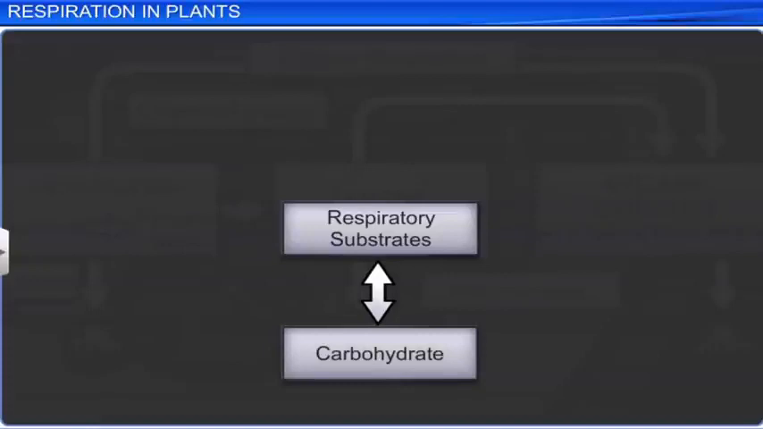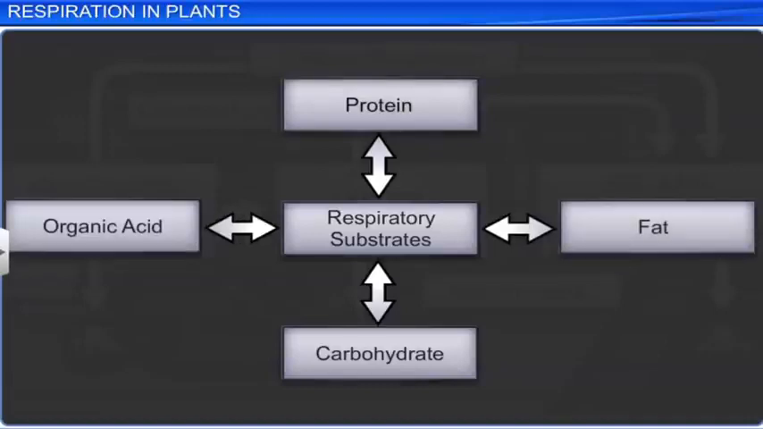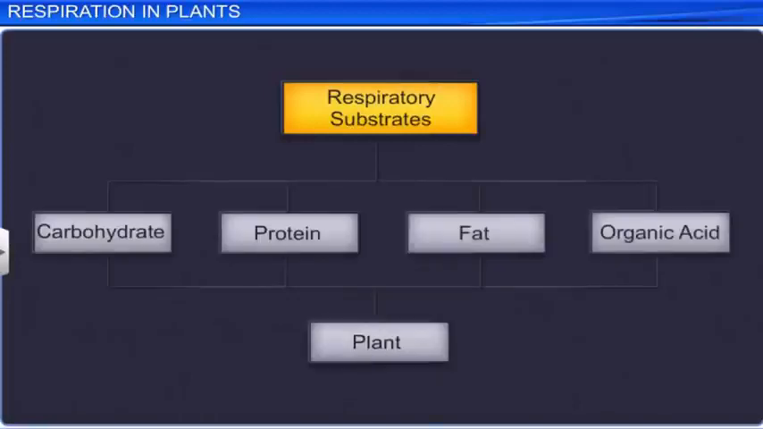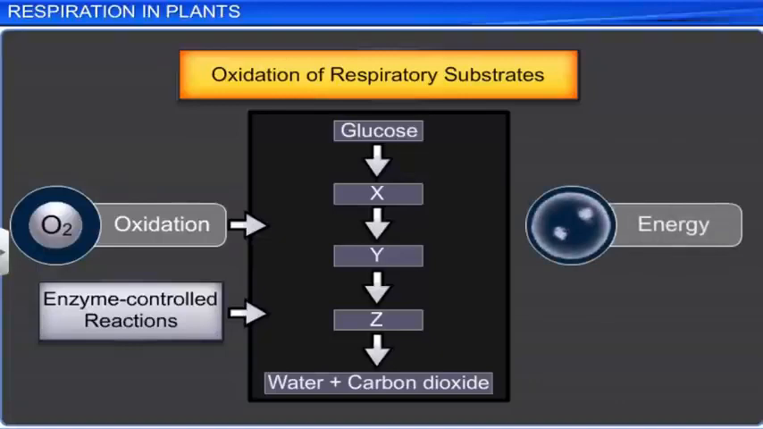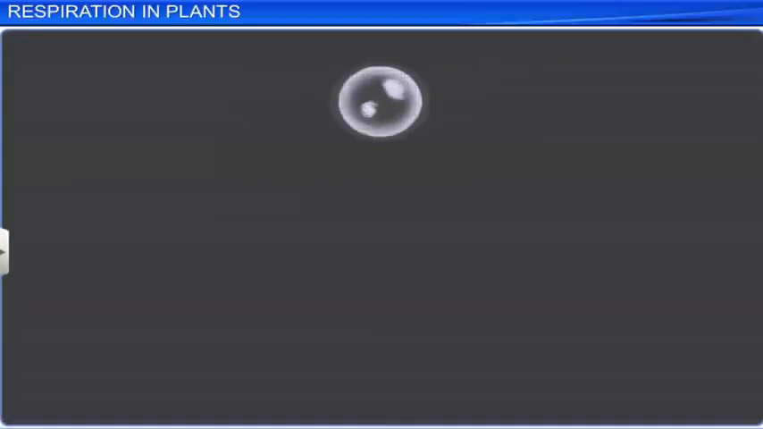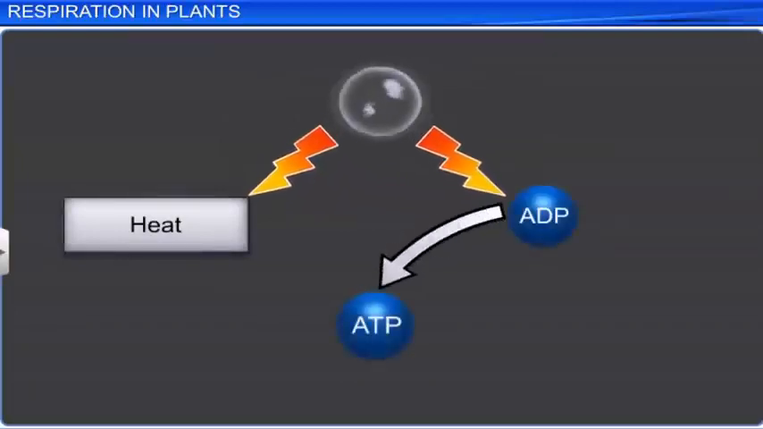Carbohydrates are the usual substrates for cellular respiration, but proteins, fats, and other organic acids are also used by plants in certain conditions. During the oxidation of respiratory substrates, energy is not released directly in the cell. Instead, it is released slowly in a series of steps controlled by several enzymes. While a small part of the energy is released as heat, most of it is used for synthesizing adenosine triphosphate or ATP, a high-energy molecule.